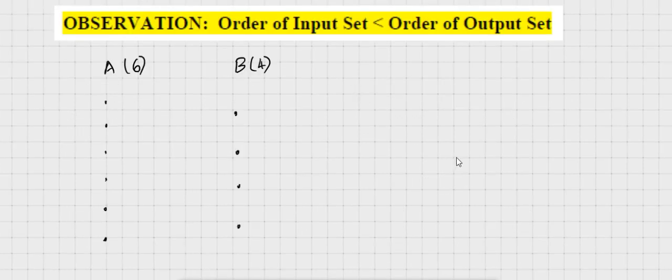Here I am taking an input set containing 6 elements, whereas the output set contains 4 elements. Is there any possibility for a one-to-one function here? No, not at all. Why? Because I need a minimum of 6 outputs to define a one-to-one function. Why? Because I have 6 inputs. What is the condition here? 6 inputs should have 6 different outputs. So the output set should have a minimum of 6 elements.